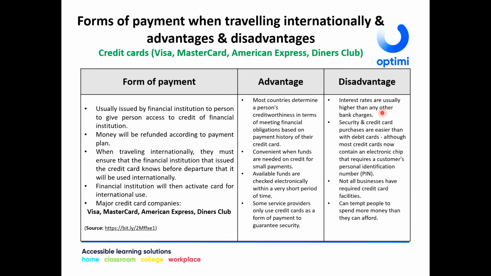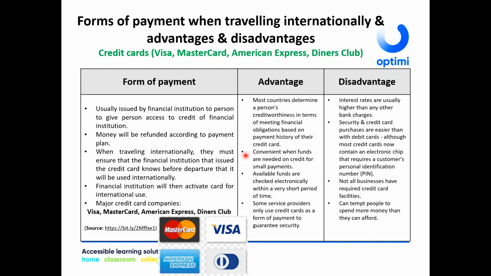The disadvantages, however, are that the interest rates are usually higher than any other bank charges. The security on credit card purchases is lower than with a debit card, although most credit cards now contain a computer chip that requires a customer's personal identification number, or PIN. Not all businesses have credit card facilities. And unfortunately, a credit card can tempt people to spend more money than they can afford. So it can become very dangerous as well. So there's just an example of how it looks.